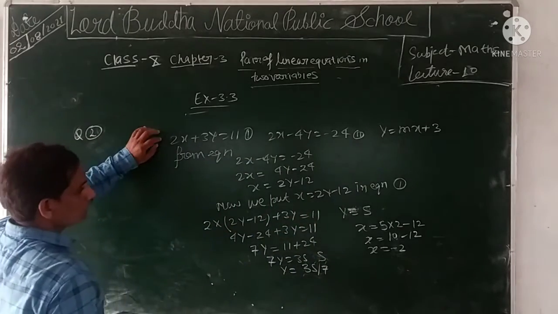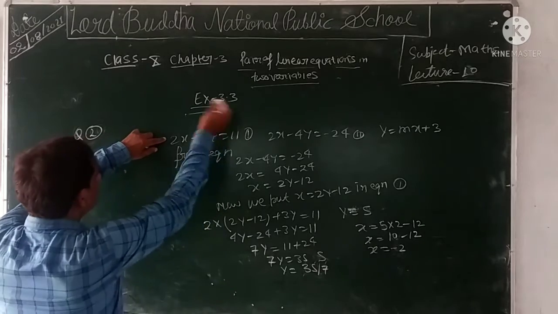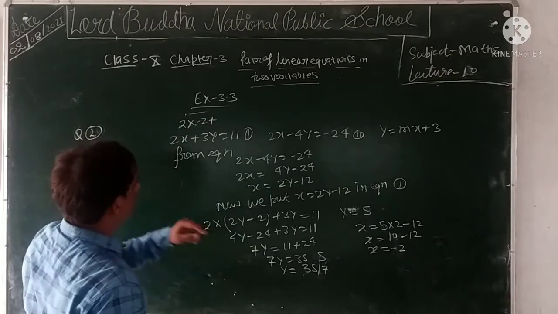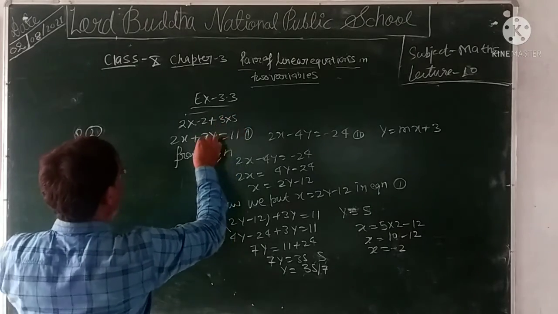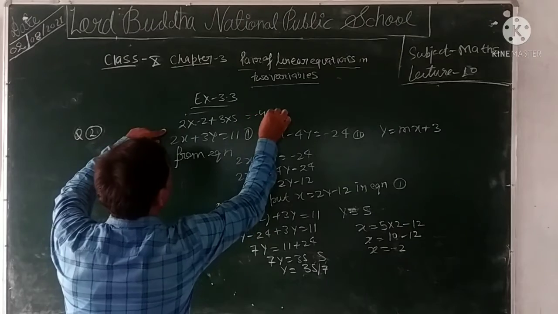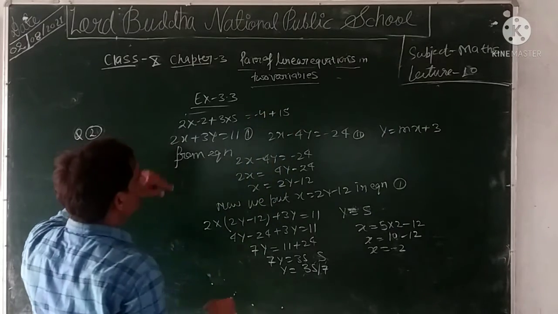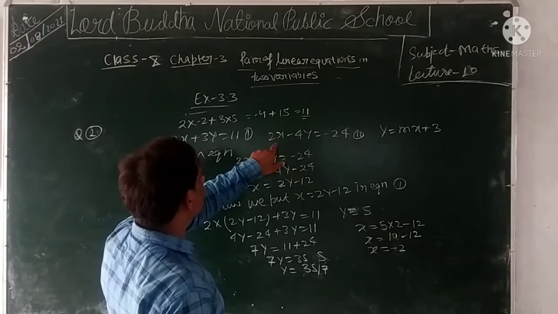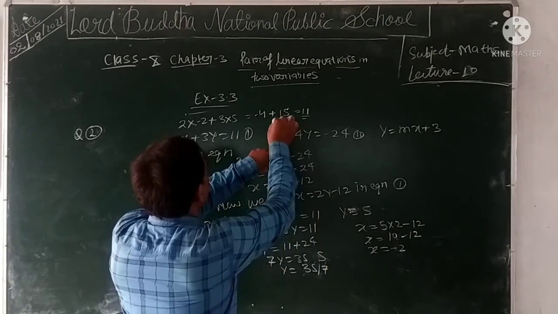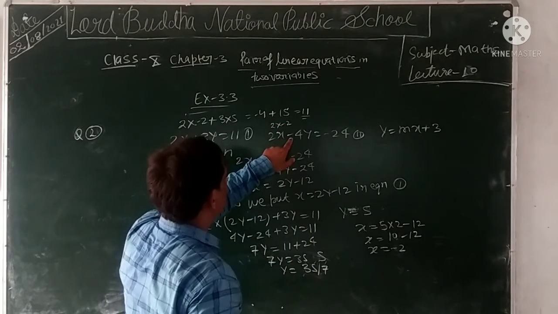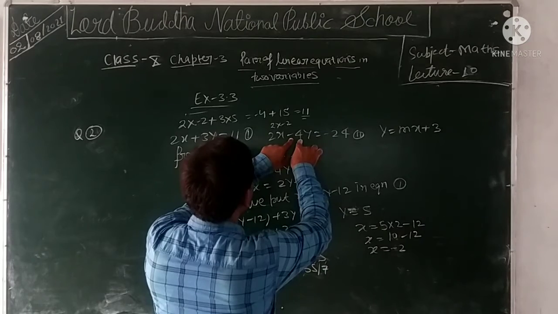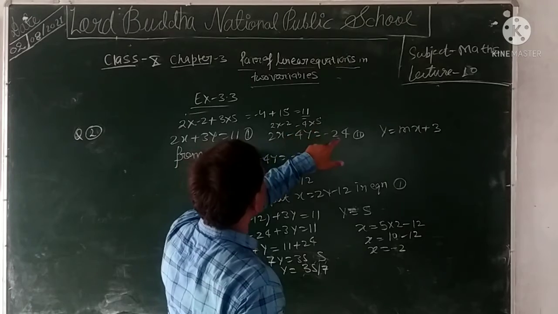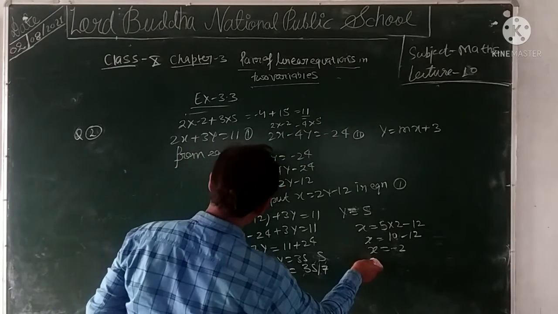Okay. Here we can check our answers are correct. Now put 2 into minus 2 plus 3 into 5: minus 4 plus 15. Okay. 15 minus 4 equal to 11. Means our answer is correct. You can check this value in the second equation too: 2 into minus 2 is minus 4, minus 4 into 5, minus 4 minus 20, minus 24. Means our answer is correct.